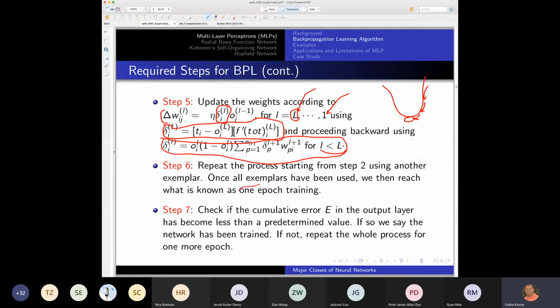One epoch means once all the training data have been exhausted. So we have, let's say, 20 training data, or 100 training data. Every time we inject training data, the system is updated more and more. And then we check if the error in the output layer has reached a very small value. If so, we stop the training and say that the system has been trained.